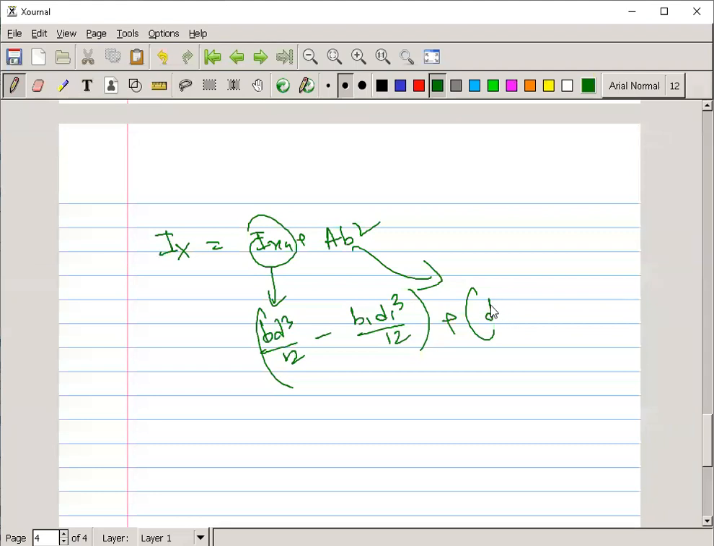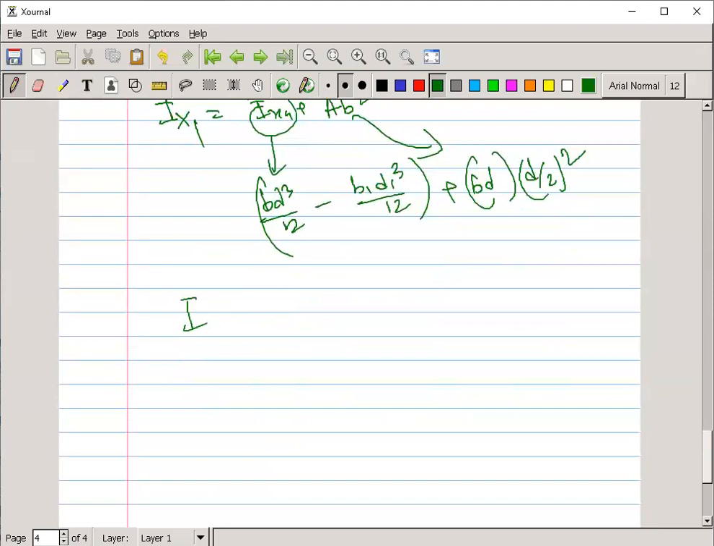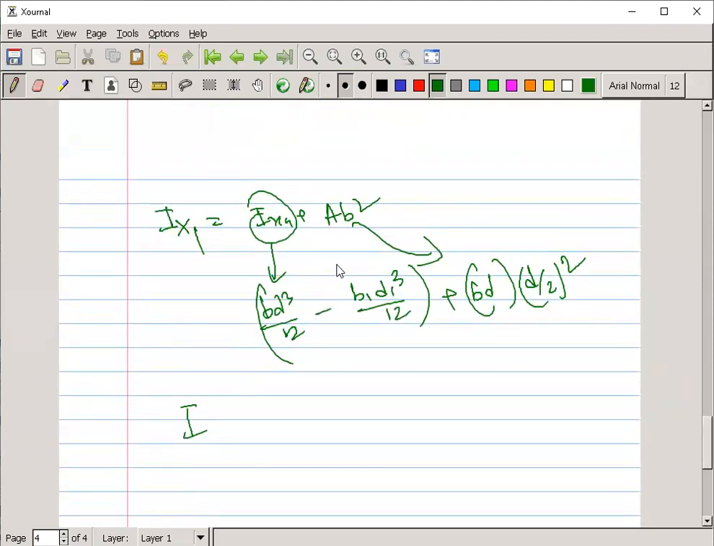We also do this in different parts, so I think it is a little bit easier. b into d, then d by 2 whole square, and we can consider this one as 1, for this body, this is your 1, and this is your 2. So if I consider it as 1, bd into d by 2 whole square, you will get bd cube by 3, and I2, you will get b1 d1 cube by how much?